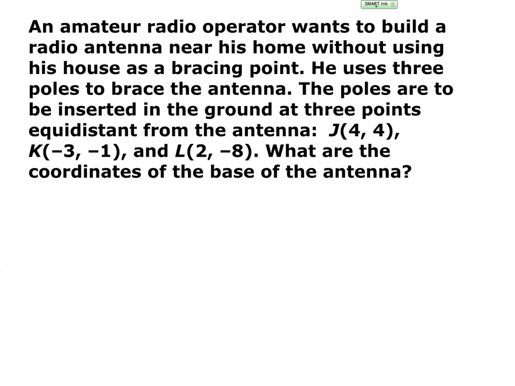Okay, this is what I want you to do on your graph paper. It says an amateur radio operator wants to build a radio antenna near his home without using his house as a bracing point. He uses 3 poles to brace the antenna. The poles are to be inserted in the ground at 3 points equidistant from the antenna. So there's your 3 points they're going to hook to. The antenna is going to be centered equally between those 3. We need to find the right place for that antenna.